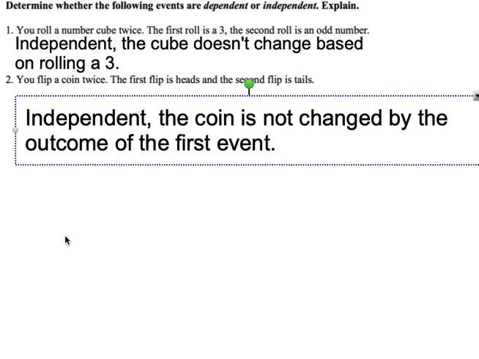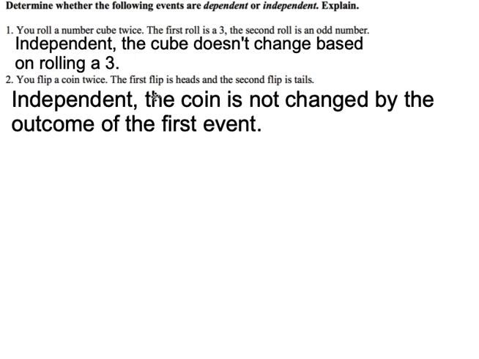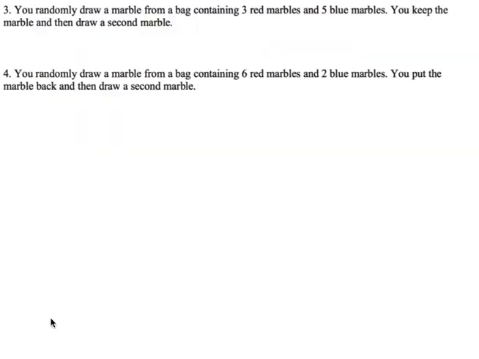It does not matter what happens the first time, it's still a 50-50 chance the second time. By the way, we'll be calculating the probability of things like this. If I flip heads and then flip tails, that's a 1 in 4 chance. Because if you think about the sample space, getting a head and then tails happens 1 out of 4 on the sample space.